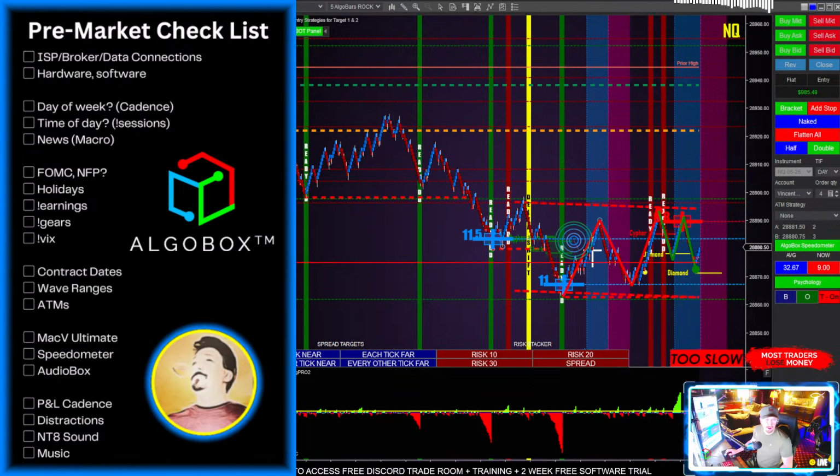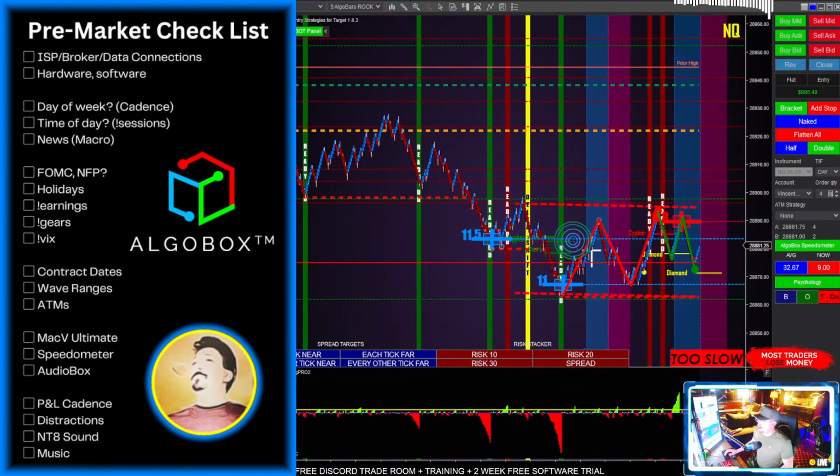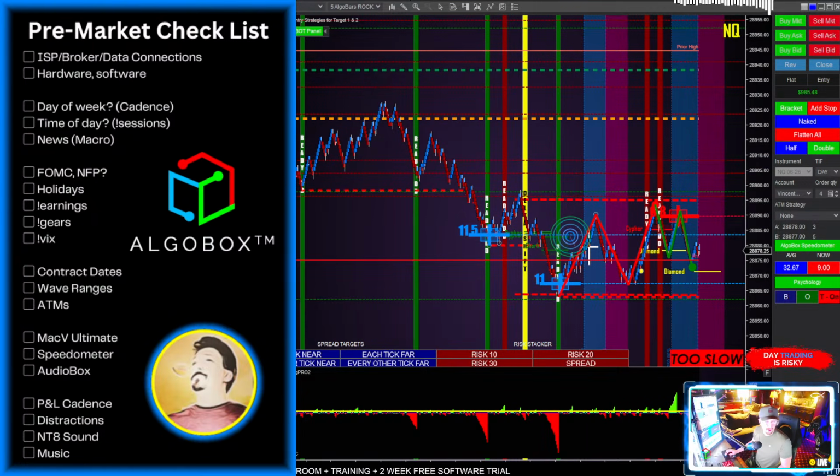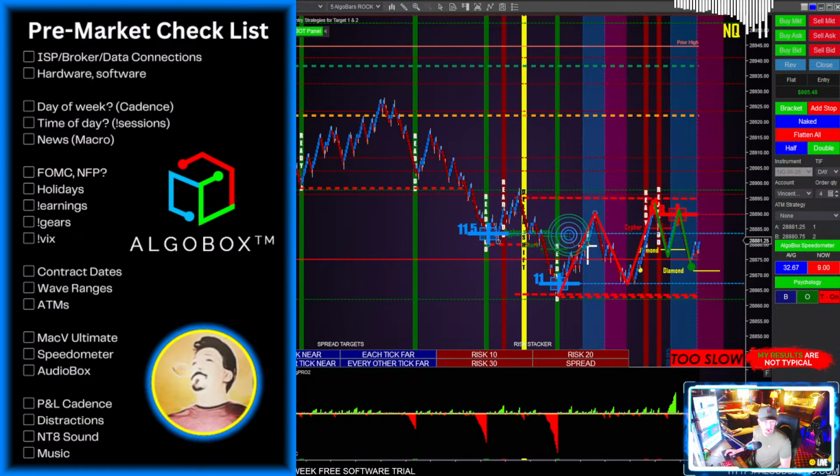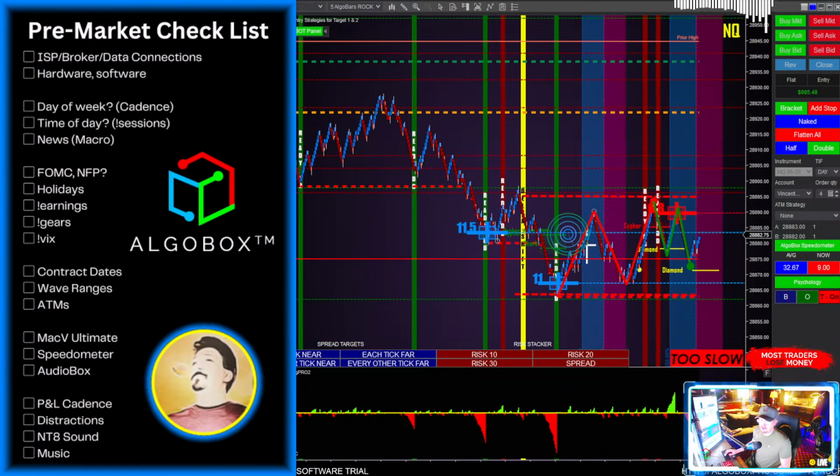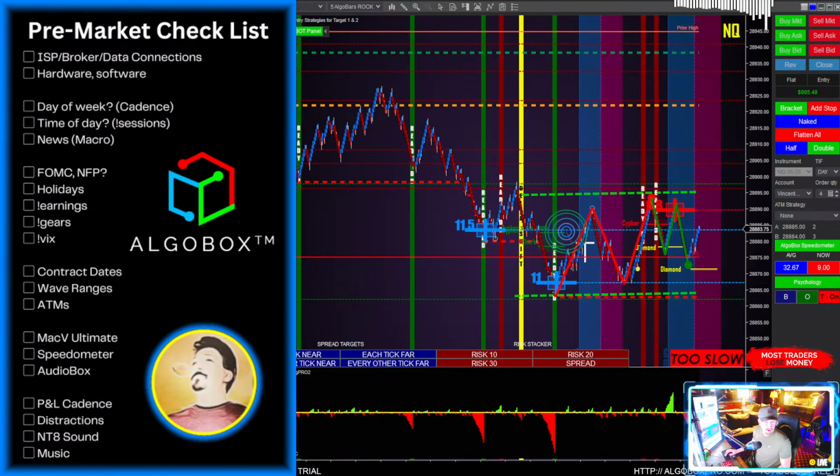If you are ever needing to get to that checklist, just go into our Discord channel chat and type !checklist, and we can get through that there in the morning. For the speedometer, we just adjusted for under review, the 5s, and audio box is on. P&L cadence, I talked about that.